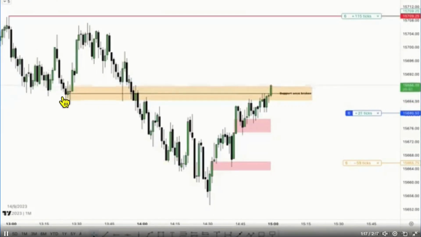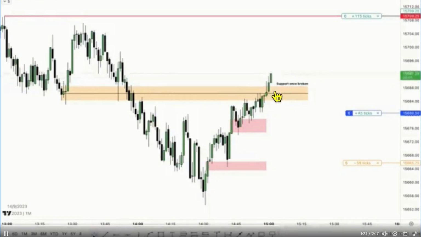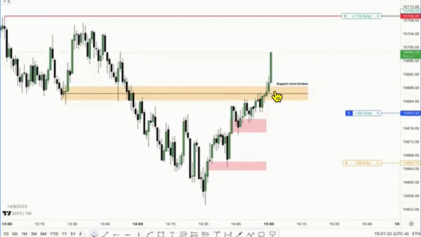This down-close candle right here is an inverted breaker. Therefore, the mean threshold of that down-close candle should function as support on price if price is going to continue higher. And there the big up-close candles come.